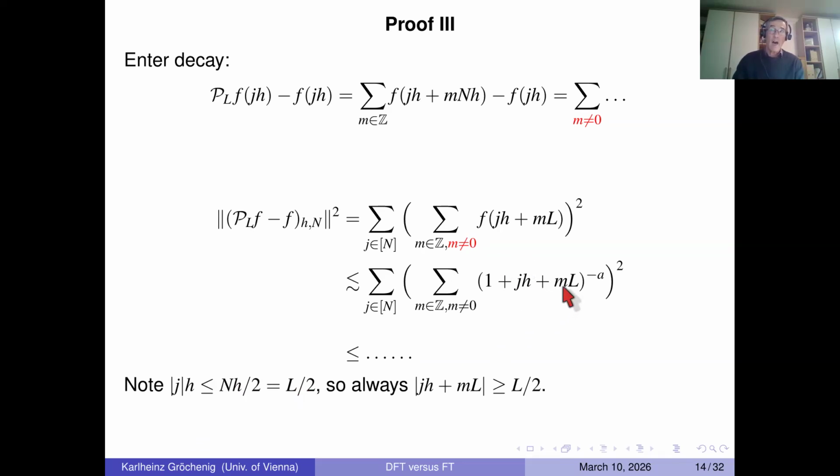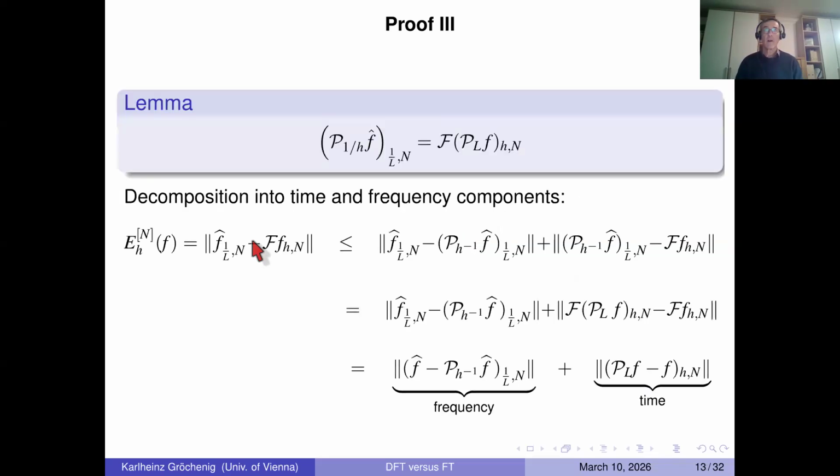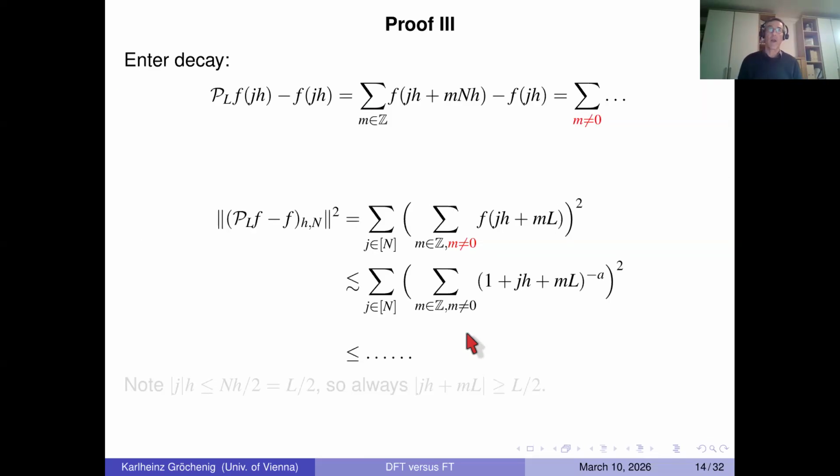Whereas here, I have M times L. So whatever I have here or here is a value of F outside the sampled interval L half. And that's how the decay conditions come in, both on the time side and on the frequency side. And now you plug in the decay conditions and do some estimates. So that's something all of us can do.